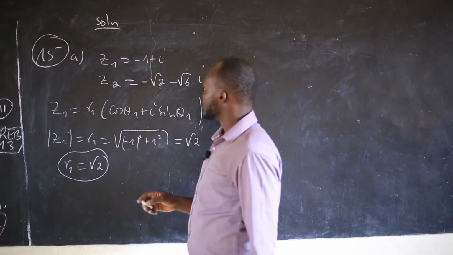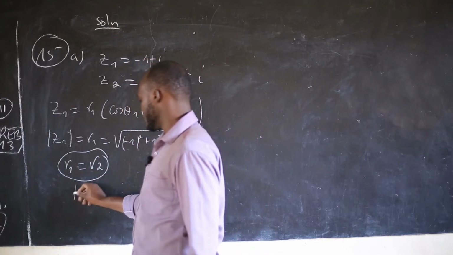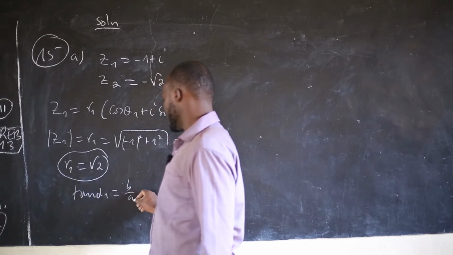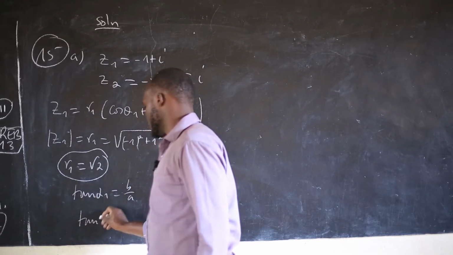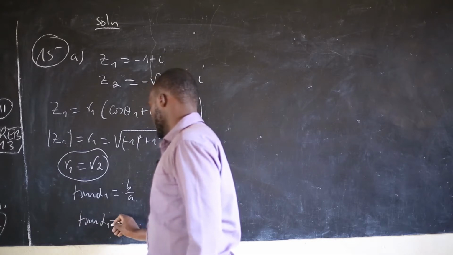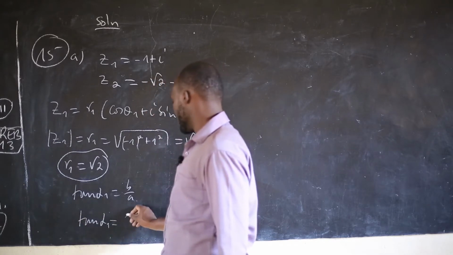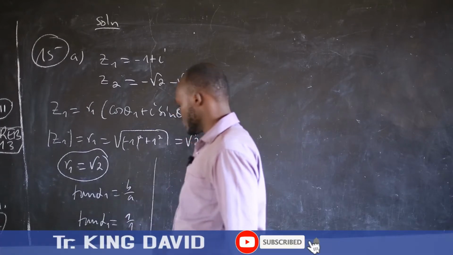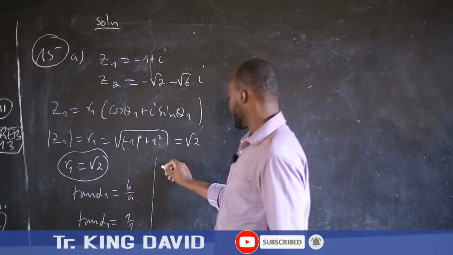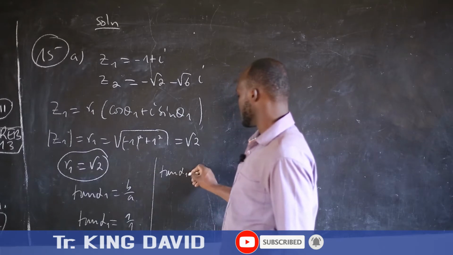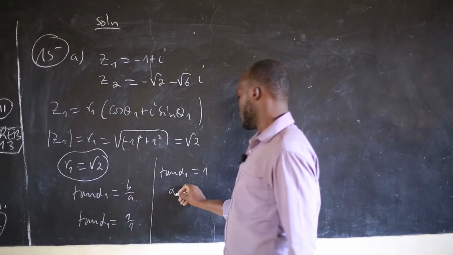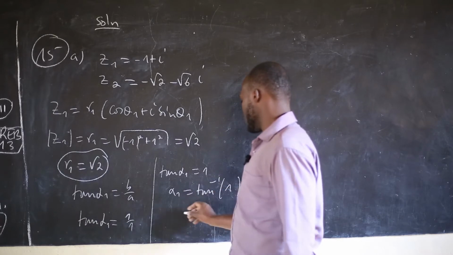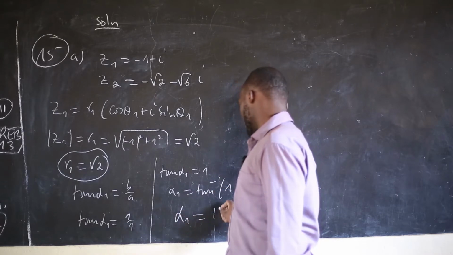Then finally, what is tan alpha 1? It is equal to b over a. So tan alpha 1 will be equal to 1 over 1. You know that we don't use signs, we don't use the negative sign. So tan alpha 1 will be equal to 1. Alpha 1 will be tan inverse of 1. So alpha 1 will be equal to pi over 4.